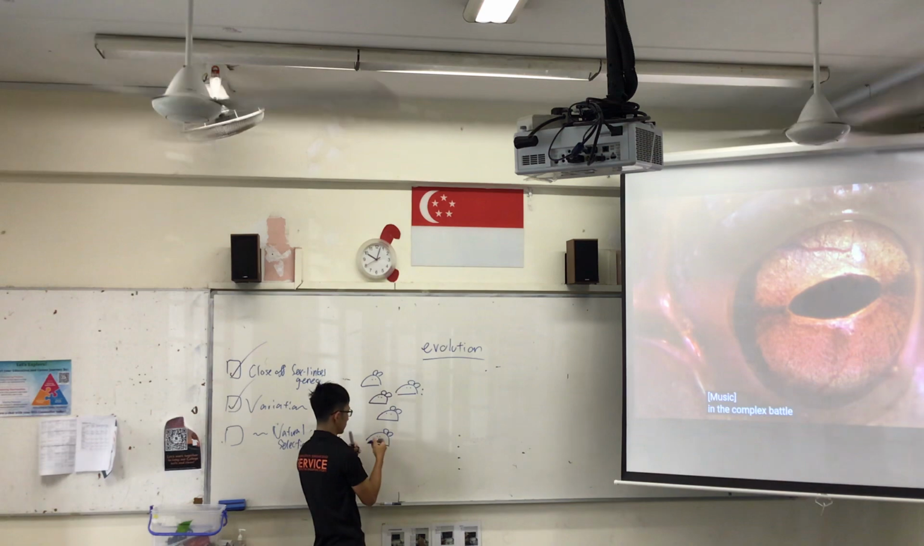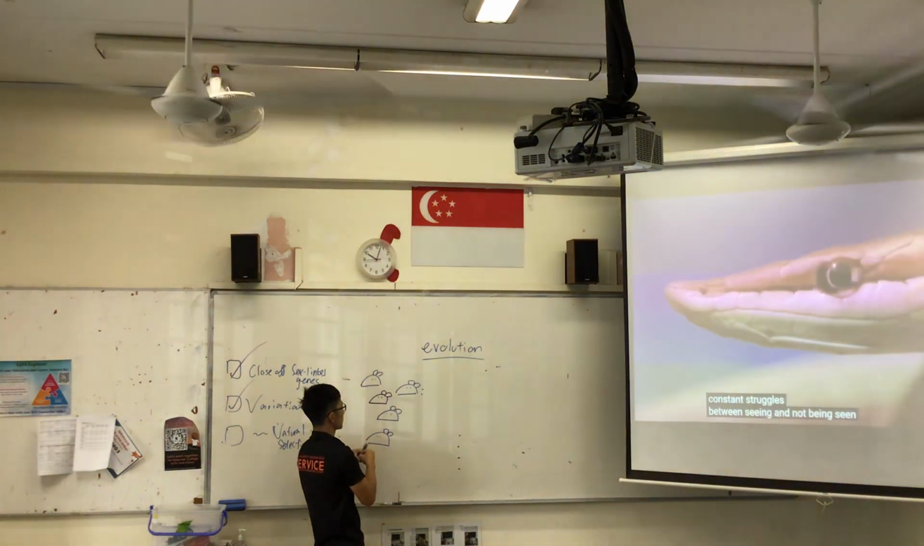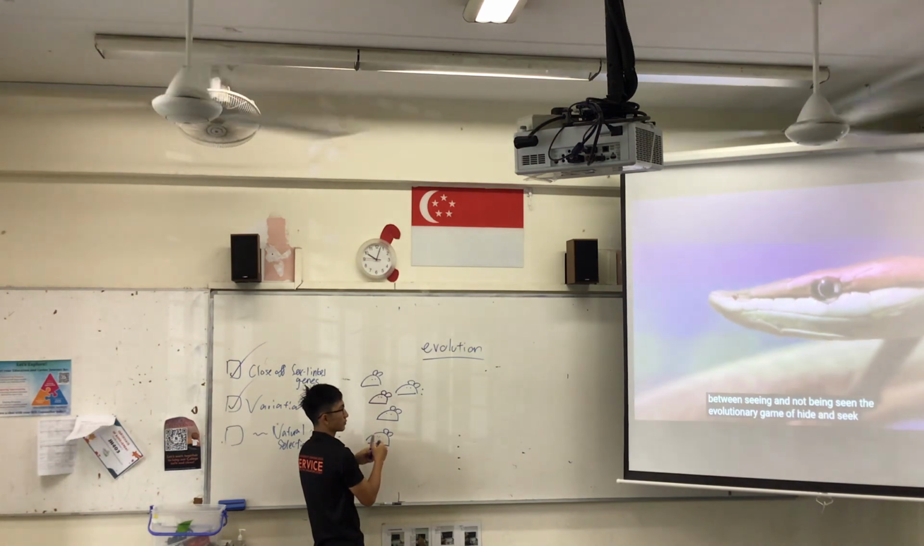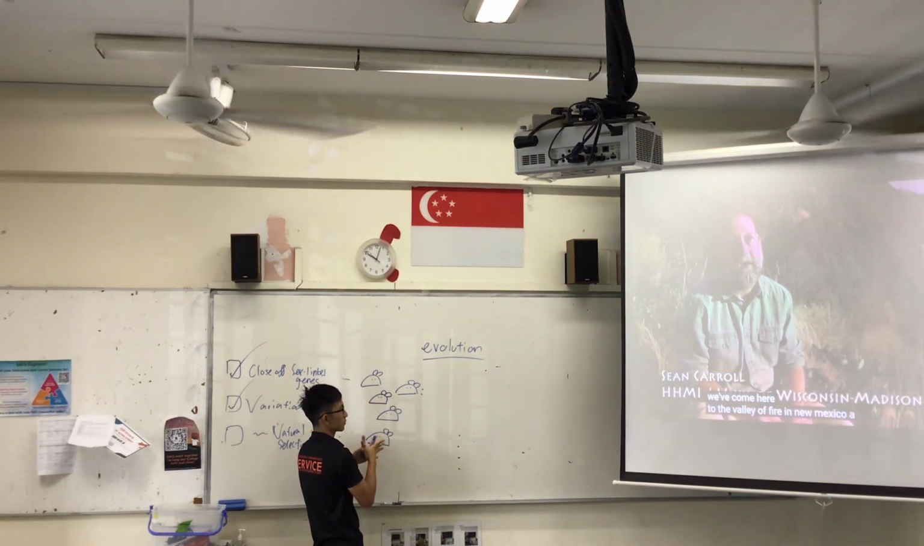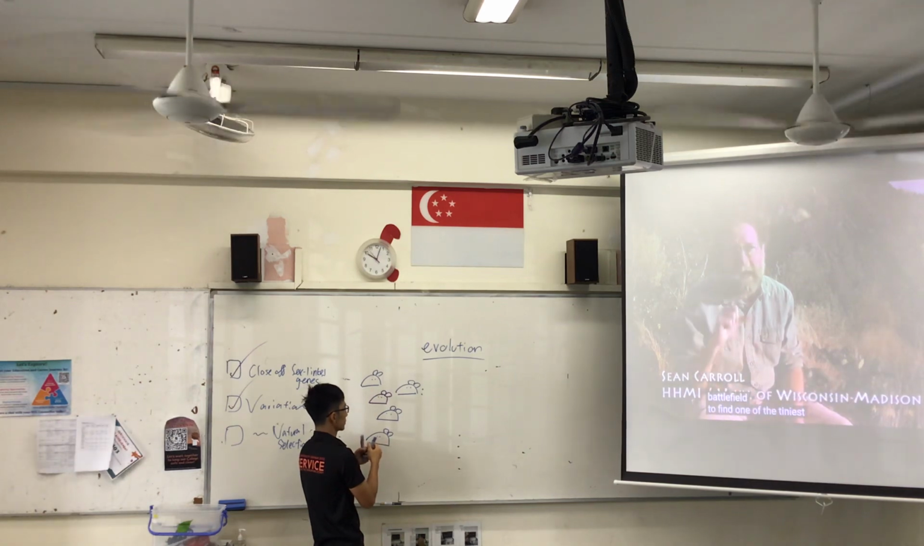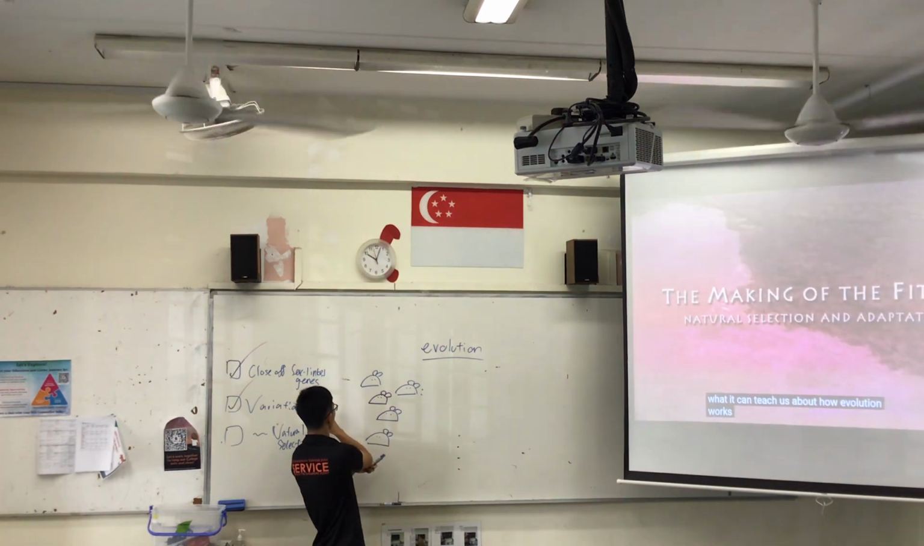In the complex battle of life, one of the constant struggles is between seeing and not being seen, an evolutionary game of hide and seek. And we've come here to the Valley of Fire in New Mexico, a battlefield, to find one of the tiniest soldiers and what it can teach us about evolution.